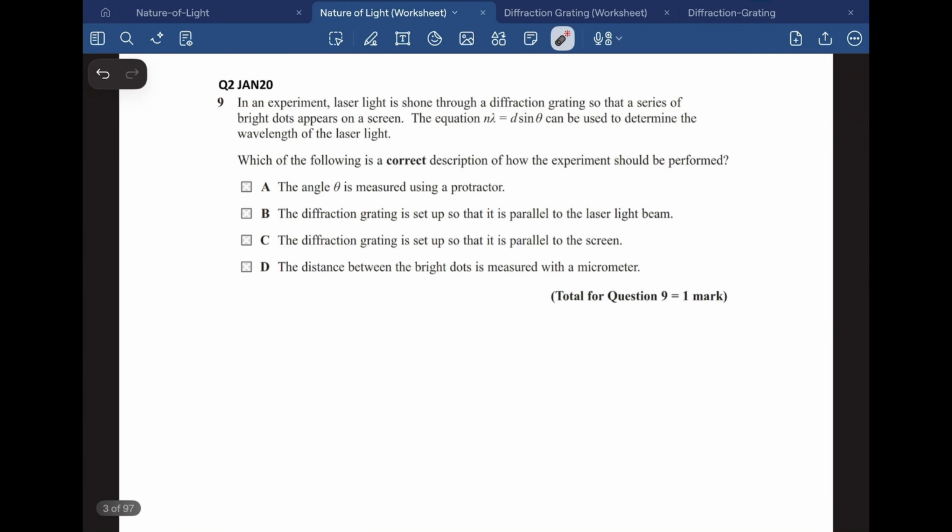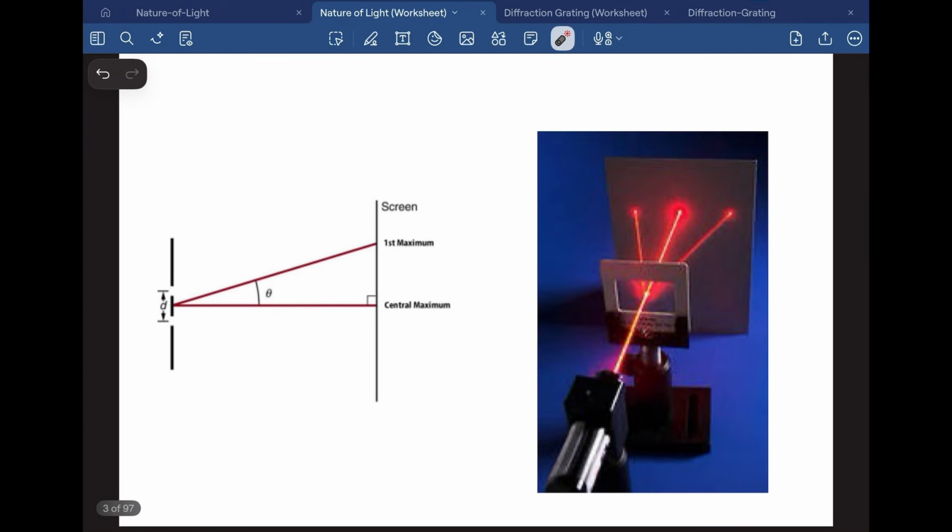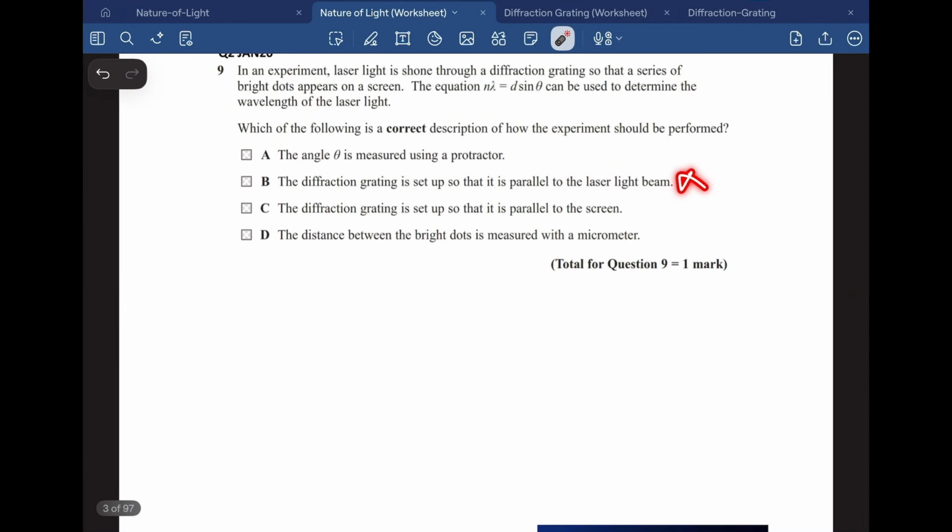Okay. In the next part, it says the diffraction grating is set up so that it is parallel to the laser light beam. So they are saying the diffraction grating is parallel to the laser light beam. Let's have a look right here. We can see the beam is going in this direction, which is vertical, and the diffraction grating is like this. So they are not parallel, actually they are perpendicular to each other, so this cannot be our answer as well.